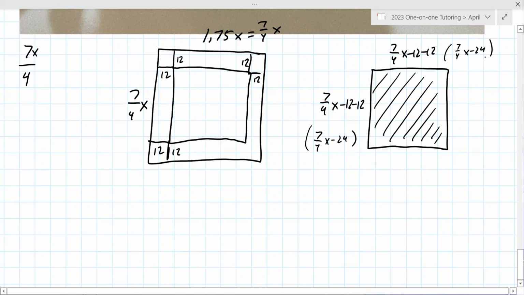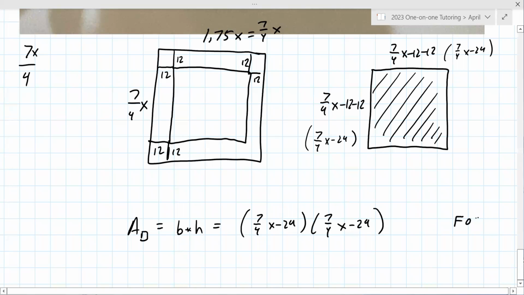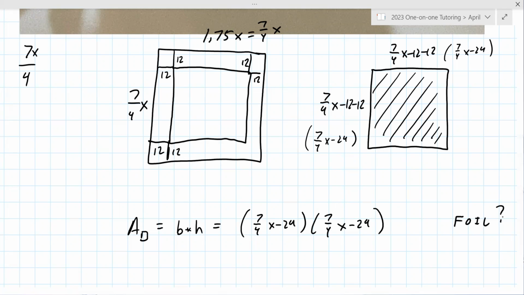And we're only trying to get the polynomial. Yeah, so the area of the square is base times height, which is 7/4x minus 24 times 7/4x minus 24. And the question is, do we need to FOIL this? What do you think? Is that required? I don't think so, because it's only really telling you the area. Maybe ask before you turn that in. Yeah, not really sure.